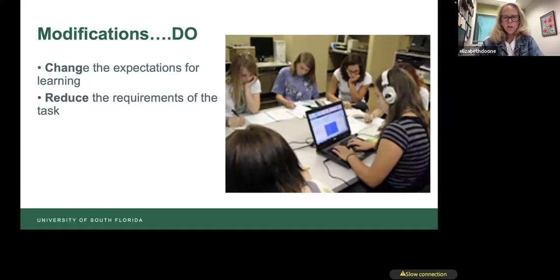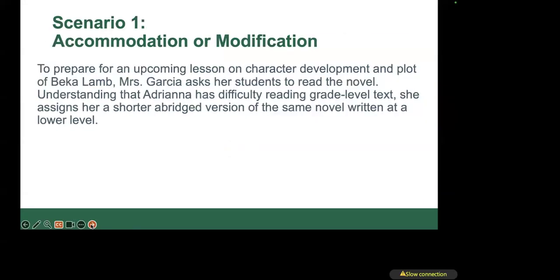We're going to get into this teaching heuristic where we can just make some adjustments to our lesson plans, and that will help. So just recap here, modifications change the expectations for learning, and they reduce the requirements of the task for our students. But again, we want to make sure that we're doing the least dangerous assumption before we begin these modifications.